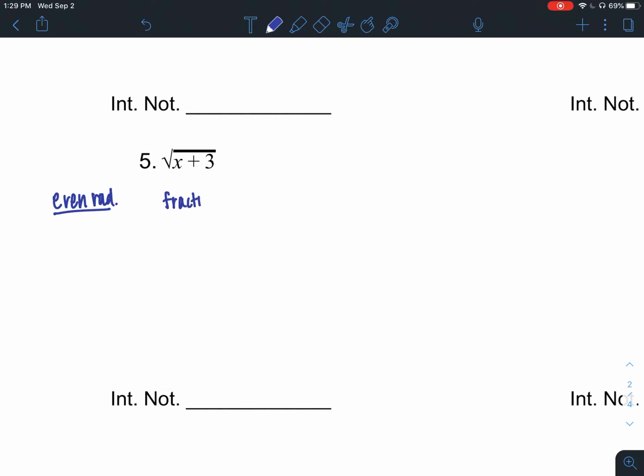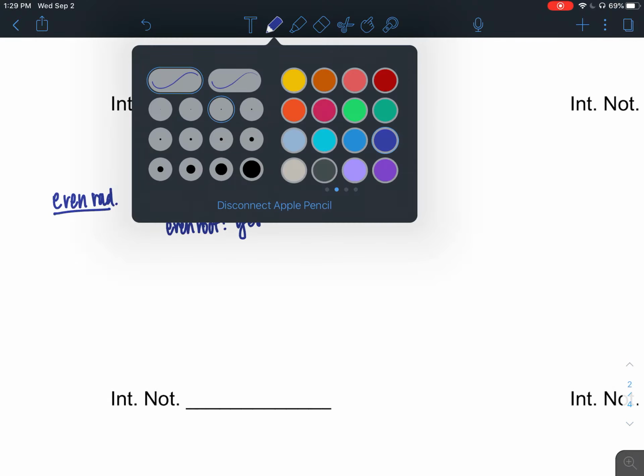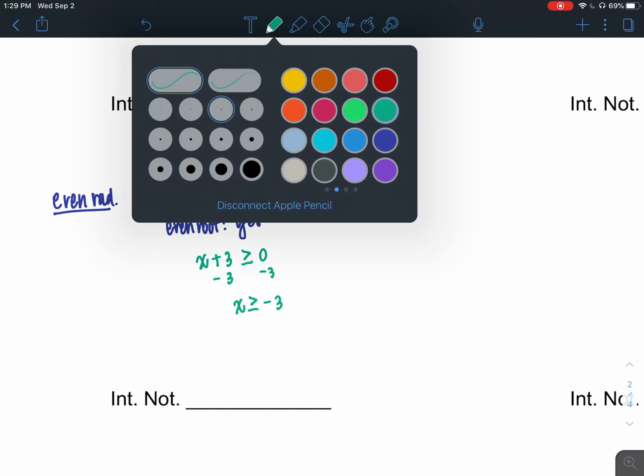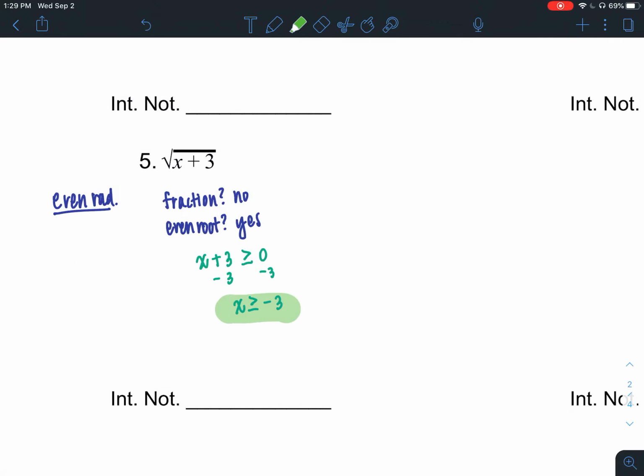Do I have a fraction? No. Do I have an even root? Yes, I do. So I'm going to follow my steps for the even root. What I have to do is set the radicand, x plus 3, greater than or equal to 0, and solve. So subtract 3 from both sides. Get x is greater than or equal to negative 3. Okay, so that right there is my answer.